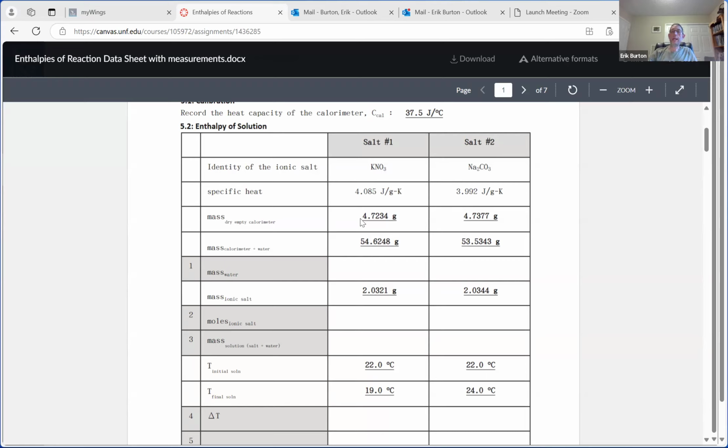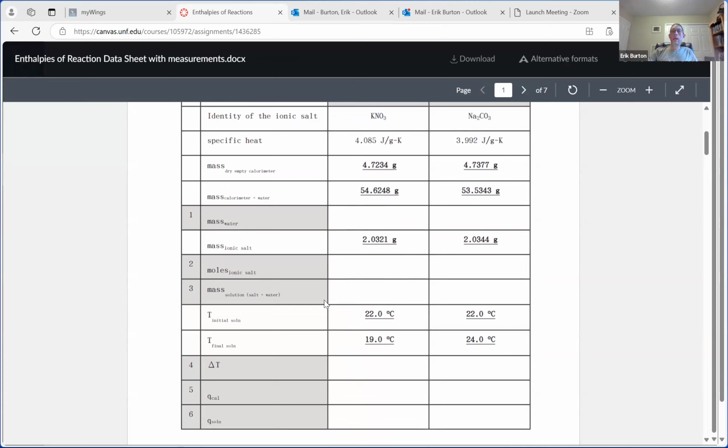So the mass of your salt is right here. So they weighed out the salt and, no, I'm sorry, that's the mass of the calorimeter first. Then they have the mass of the calorimeter plus the water. Yeah, and then you just have to subtract to get the mass of the water that's in there. And then you've got the mass of the salt that was weighed out on the balance.